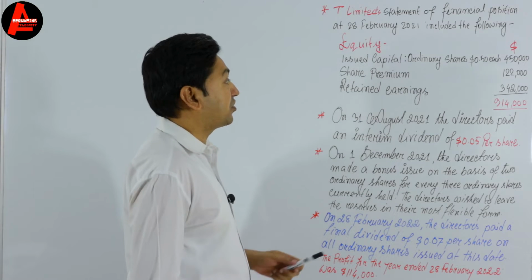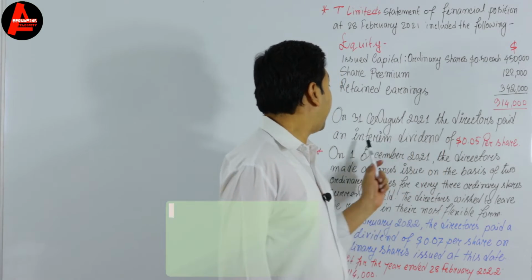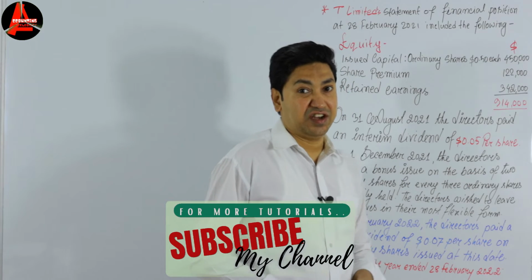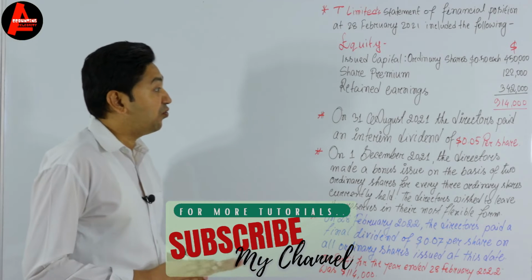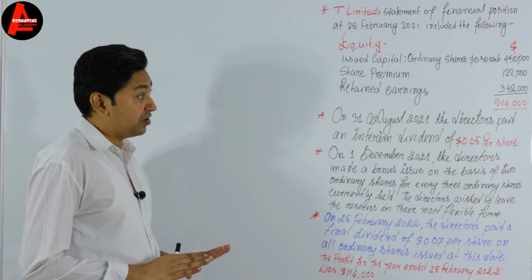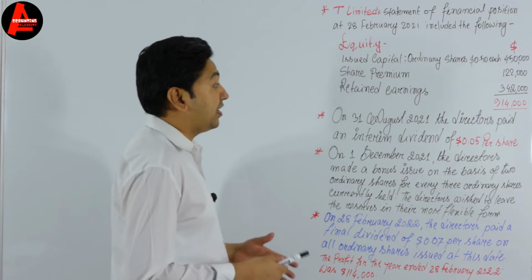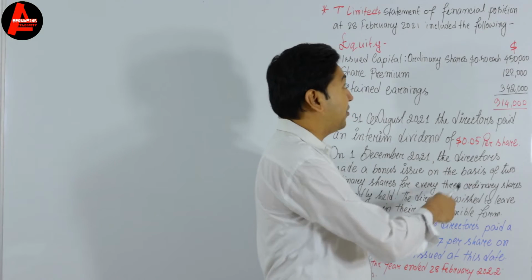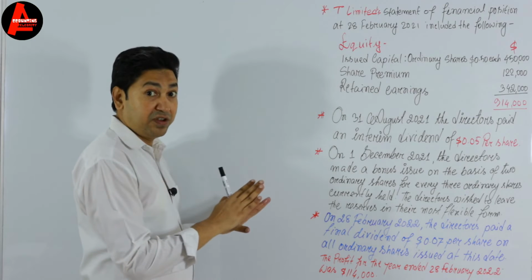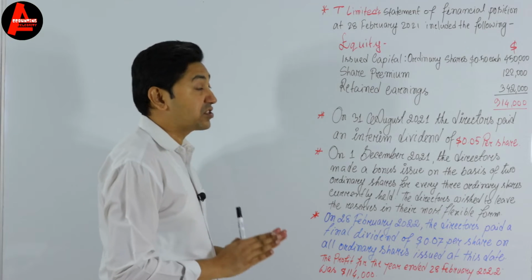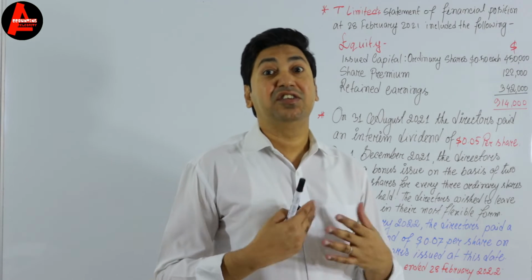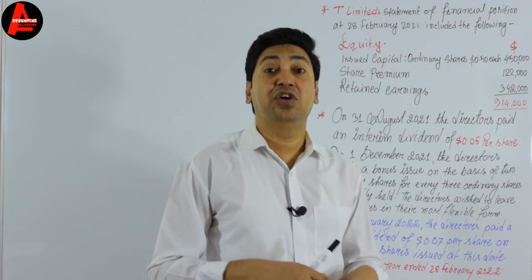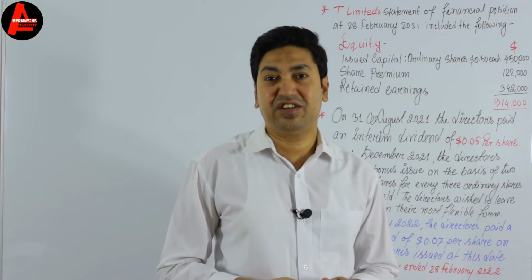Now here we have an adjustment. On 31st August 2021, the directors paid an interim dividend of $0.05 per share. Now we need to calculate our interim dividend. The per share interim dividend is $0.05, but in the question we don't have the number of shares. So first of all we need to calculate the total ordinary shares, and then on these ordinary shares we will calculate interim dividend.